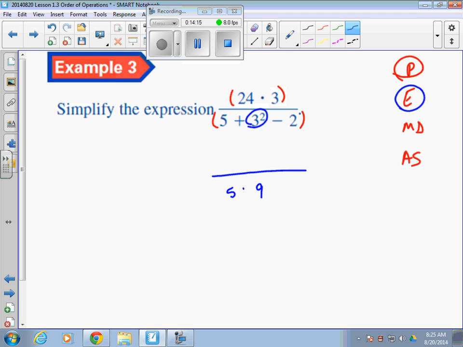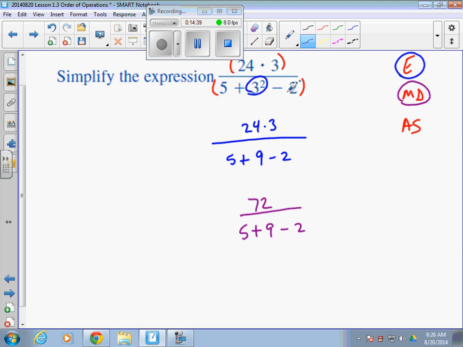Bring everything else down, 5 plus 9 minus 2. At the top, 24 times 3. Again, work your order of operations. At the top, we have multiplication. We can multiply 24 times 3 and get 72. So 72 over 5 plus 9 minus 2. Then do your addition and subtraction. 5 plus 9 is 14. 14 minus 2 is going to be the number 12, and 72 is at the top.